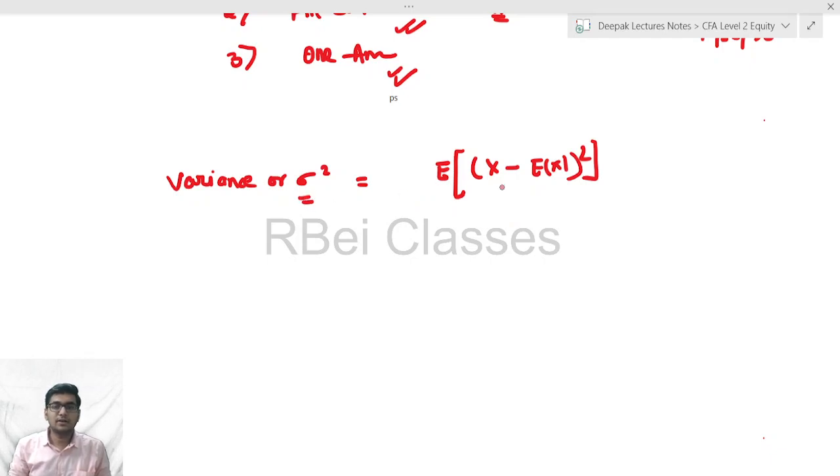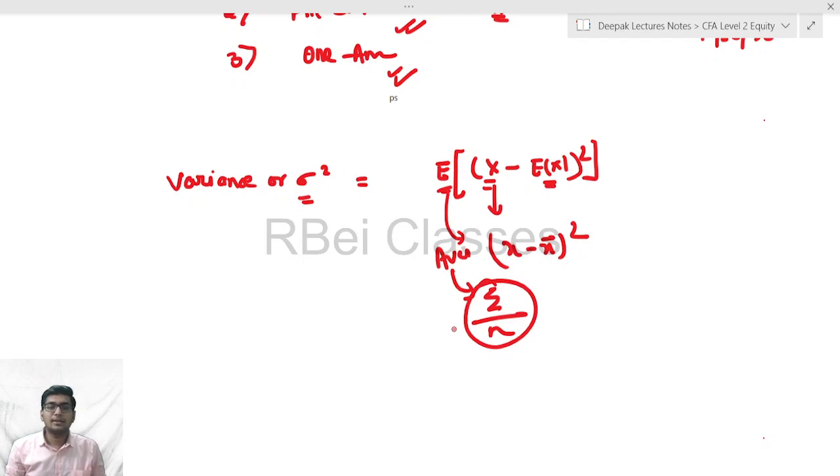Next, while calculating the variance or sigma square, you can use this formula as well. Write down expected value of x minus expected value of x whole square, bracket close. Clear? This is the variance, sigma square, if you are using the value of x and expected value of x. This is nothing but x minus x bar whole square. And this expectation means what? This means the average. And what is the meaning of average? Average means sum total divided by n.